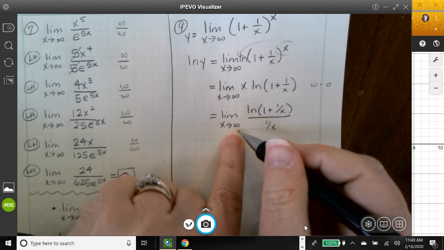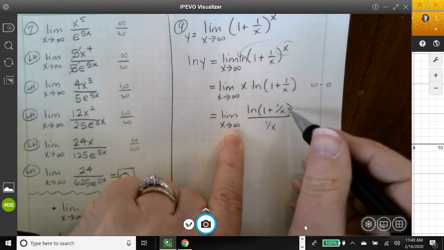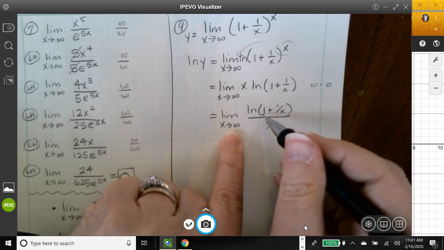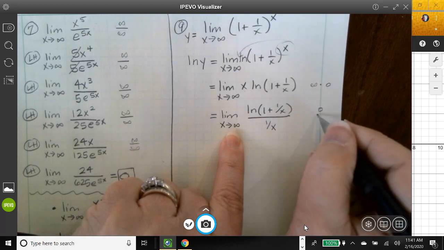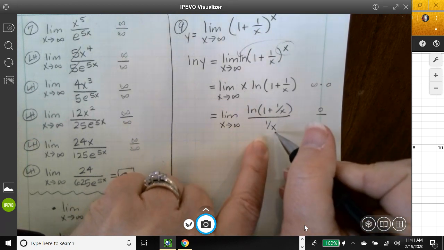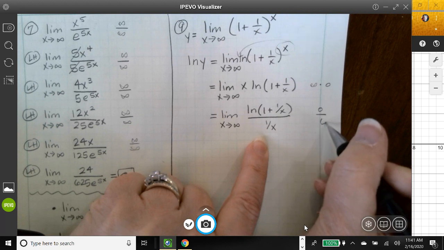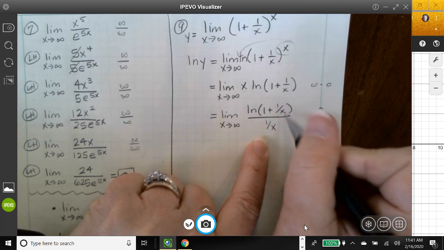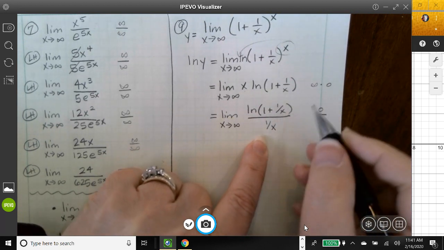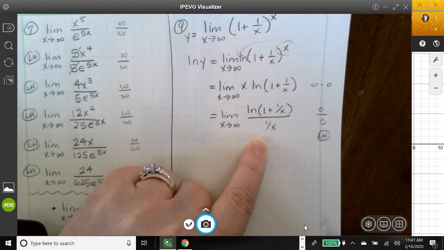So what happens now when x goes to infinity? This term still goes to 0, and we get the natural log of 1, which is 0, over 1 over x, which, as x gets really large, goes to 0. And so now we're in the form of 0 over 0, and we can use L'Hopital's rule, okay?